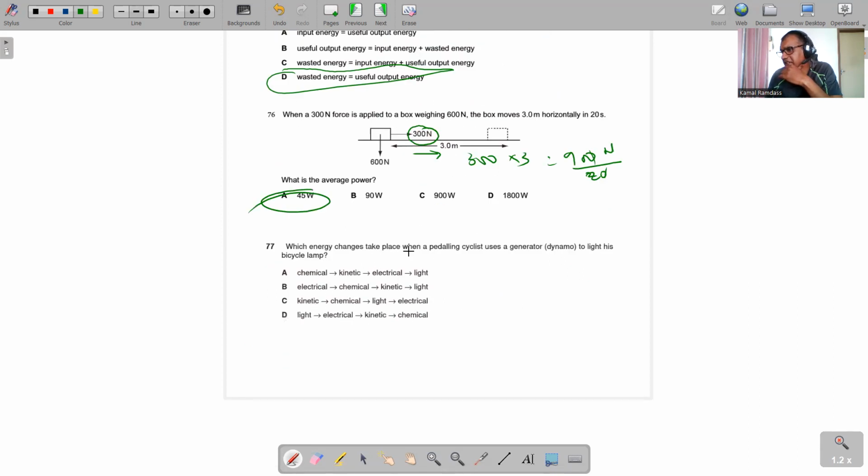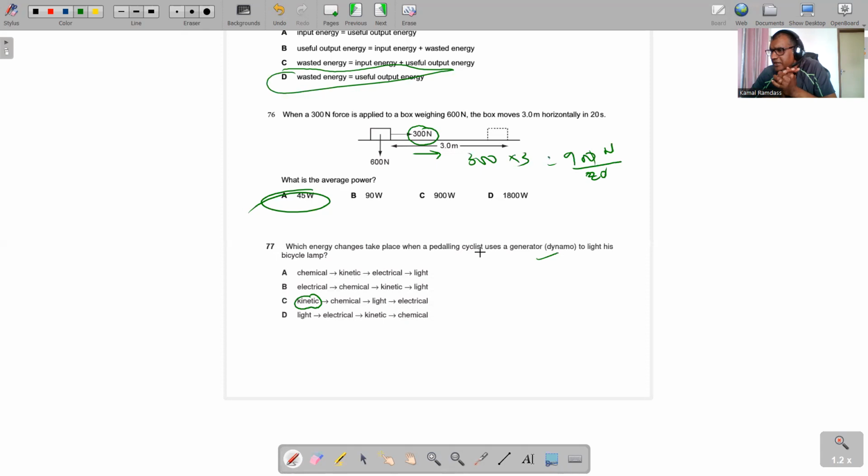Which energy takes place when a pedaling cyclist uses a generator dynamo to light his bicycle lamp? Bon, bien sûr, nous pouvons tourner mécanical. Mécanical, hein, peut tourner kinétique. Generator, kinétique. Why chemical? On va bien répondre ça là.